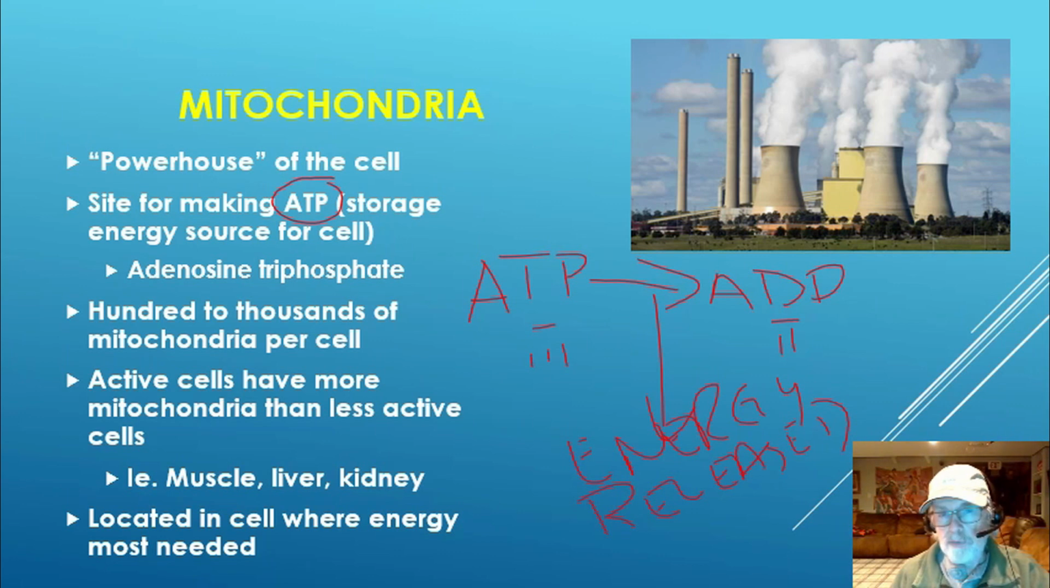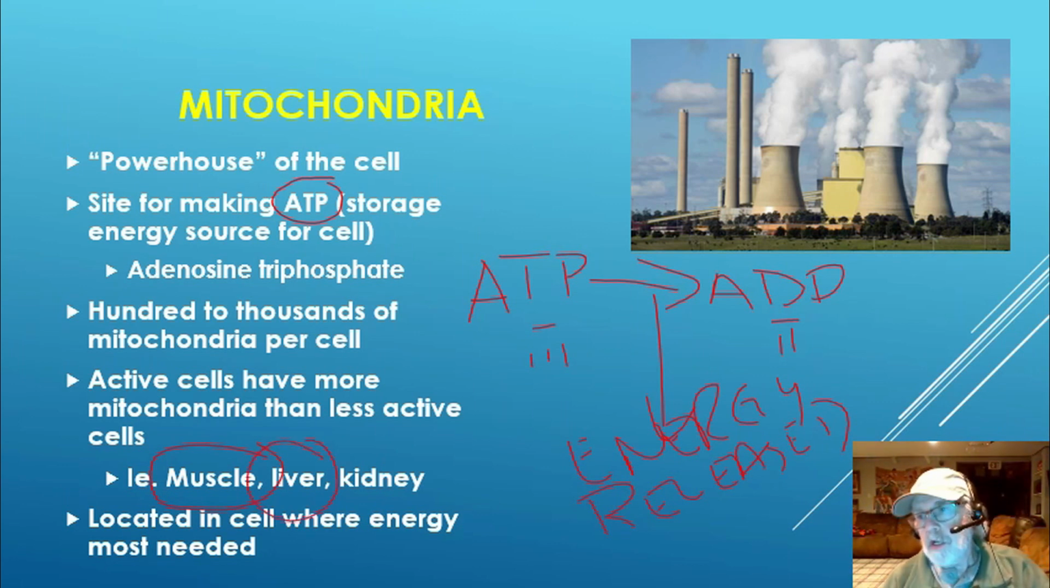Let's take an example: skeletal muscle. Skeletal muscle is constantly working. Even when we're asleep, the muscles have a little bit of tone, which means they're always mildly contracted. Because of that activity, they always need energy, and therefore there are many mitochondria.